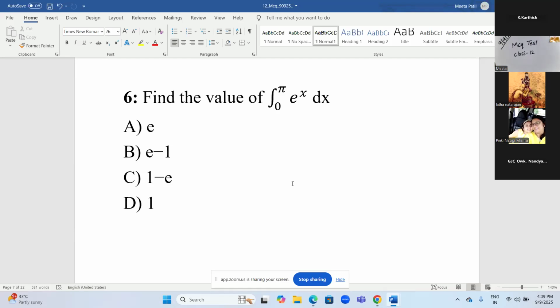Once again, I will repeat the question. Your sixth question is: find the value of the integration from 0 to pi of e power x dx. So you are having the option as option A e, option B e minus 1, option C 1 minus e and the option D 1.